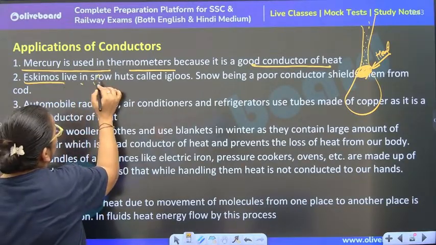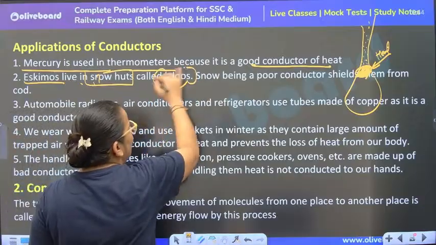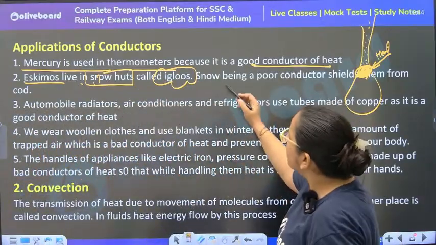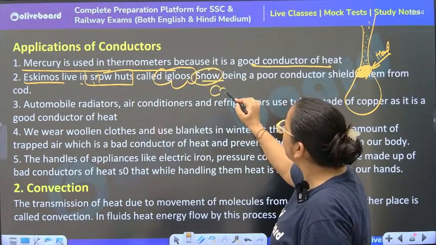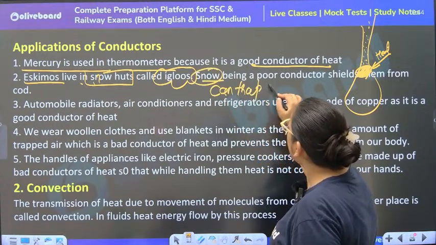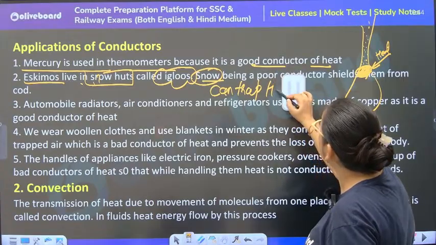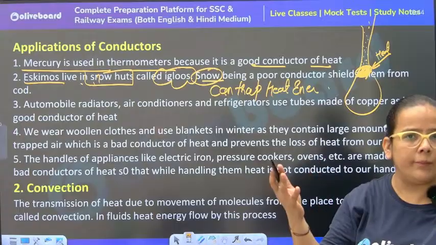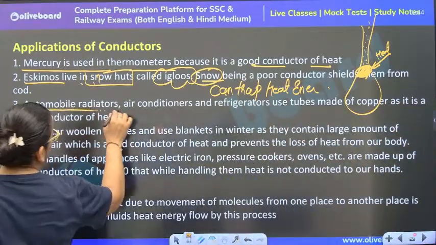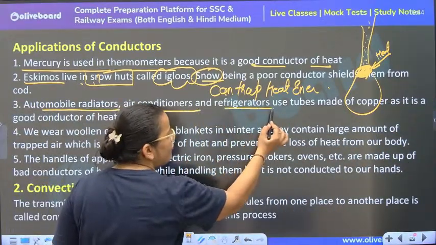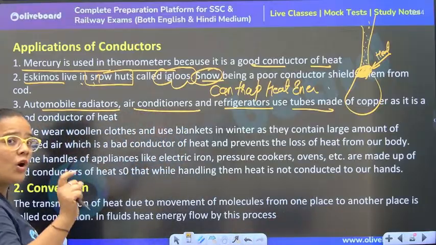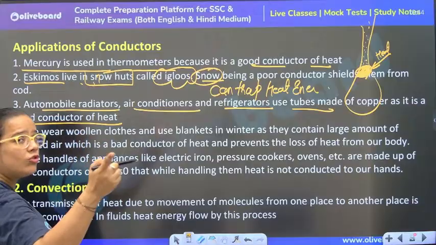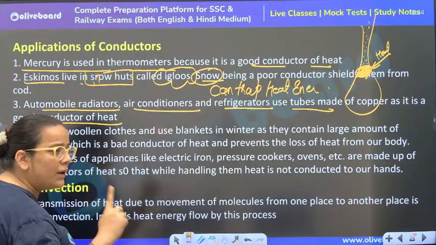Another example: the Eskimo snow house you have heard of. Eskimos live in snow huts called igloos because snow is a poor conductor. How? Because snow can trap heat energy and shield them from the cold. Automobile radiators, air conditioners, and refrigerators use tubes made of copper, as it is a good conductor of heat. Same in the case of a geyser, a good conductor of heat because copper is used.